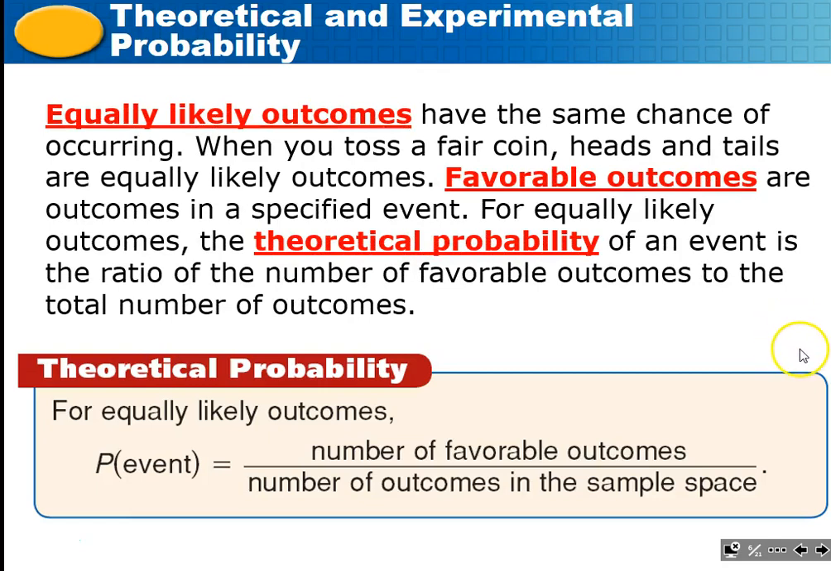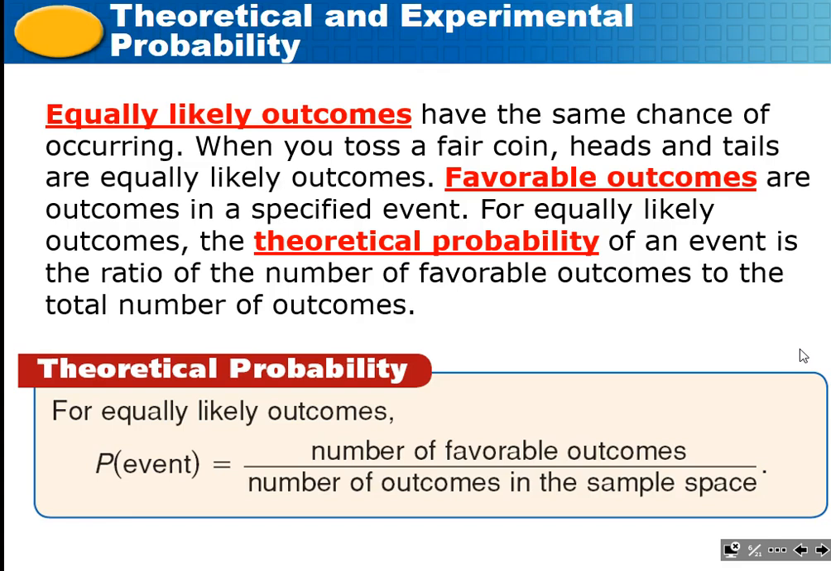That would mean we are absolutely certain that something is going to occur. When we talk about equally likely outcomes, they are outcomes that have the same chance of occurring. So when we toss a fair coin, heads and tails are equally likely outcomes. Favorable outcomes are outcomes in a specified event. So if I toss a coin and I call heads, heads would be my favorable outcome. For equally likely outcomes, the theoretical probability of an event is the ratio of the number of favorable outcomes to the total number of outcomes.